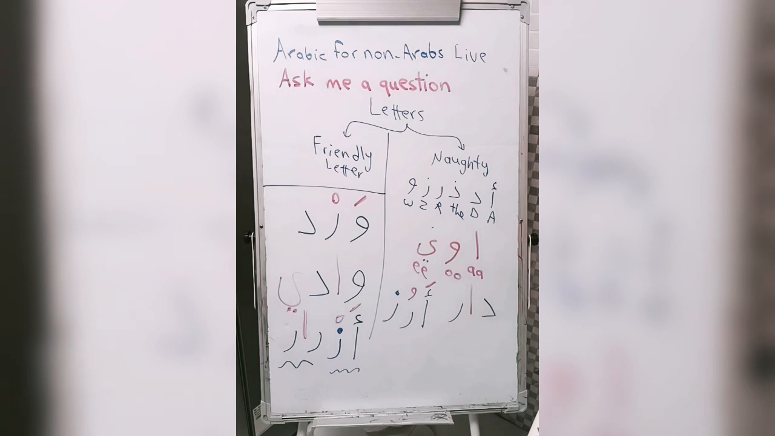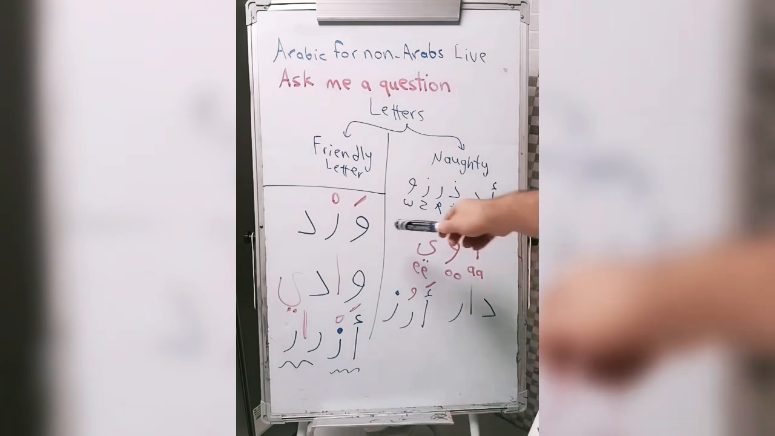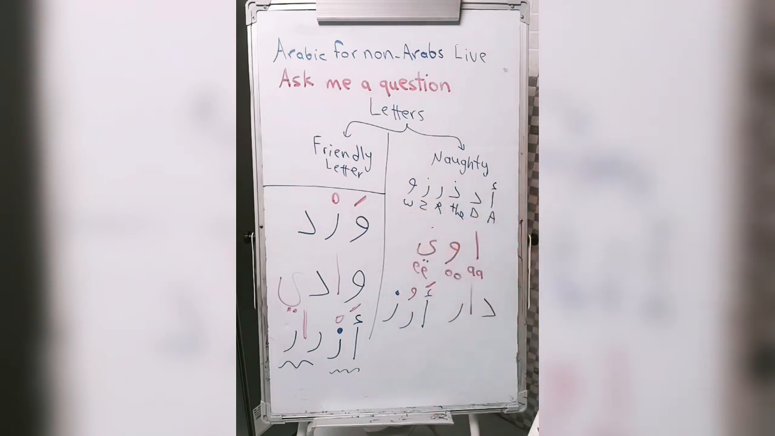Okay? So asrar, and asrar is buttons, the buttons of a shirt. So far you got dar, house, you got aruz, rice, you got ward, flowers, you got wadi, valley, and you got azrar, buttons.